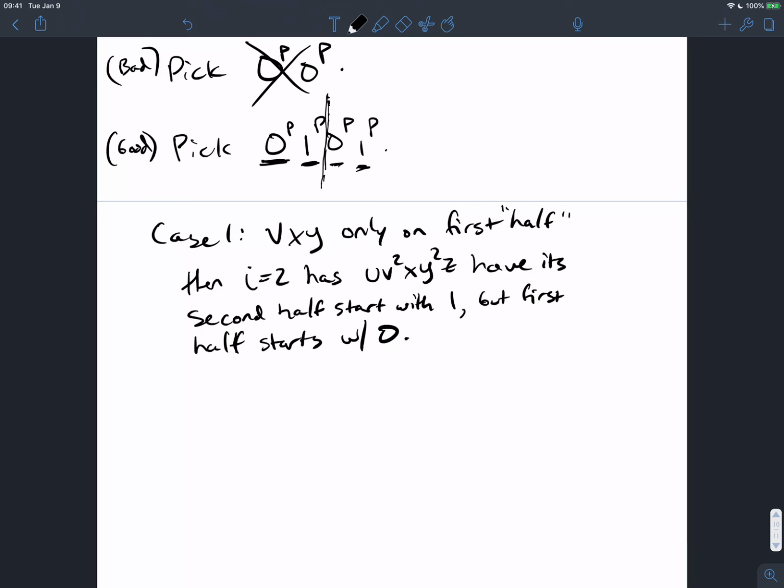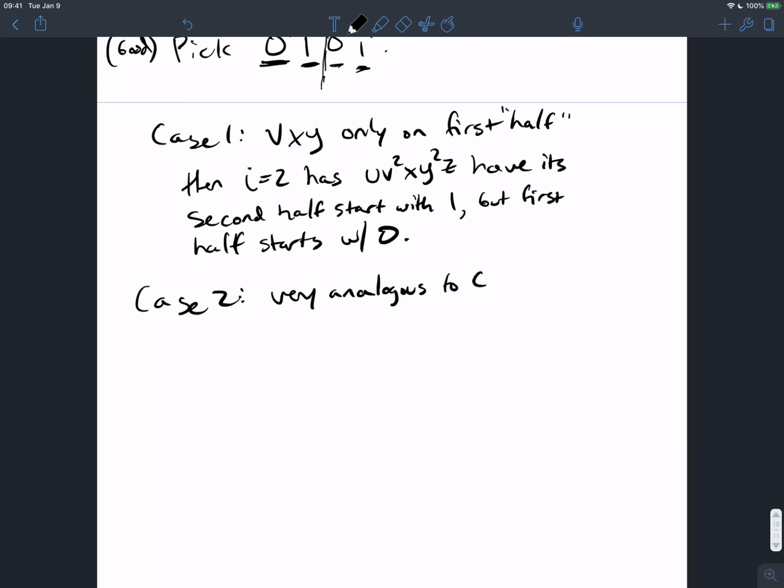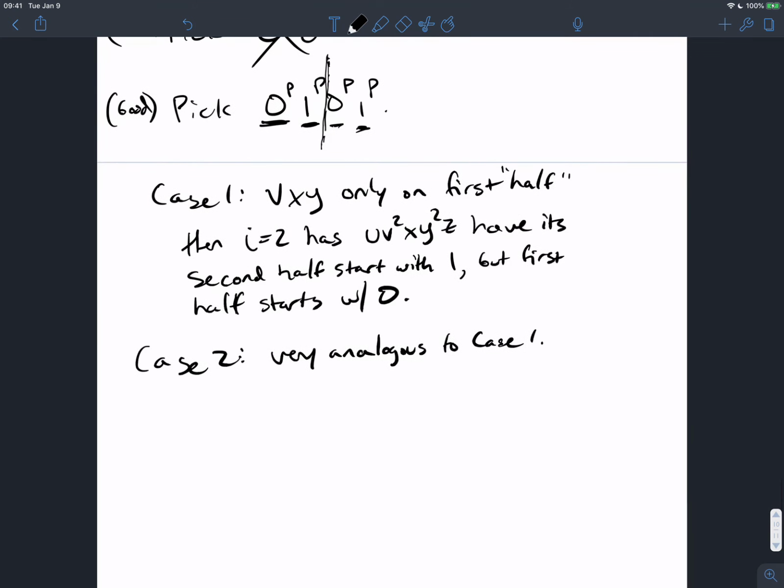Well, if it's entirely on the second half and we pumped up, that must mean that the zero on the right side must have moved over to the left side because we put more characters on the second half, right? So that must mean that the first half ends with a zero, but the second half ends with a one. So yeah, that's always true. I'm not going to write down every single thing, but it's very analogous to case one, because it's almost the same argument for when VXY is only on the second half.